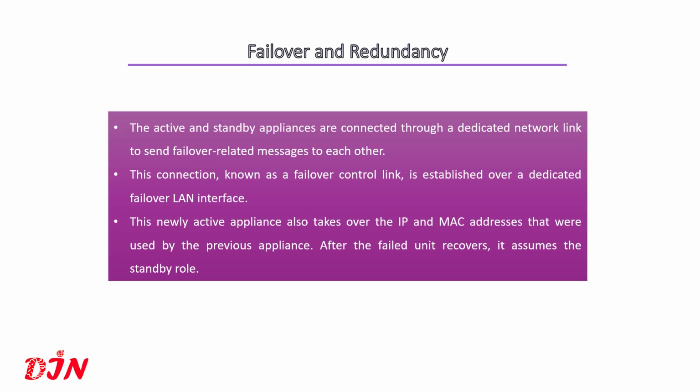The active and the standby appliances are connected through a dedicated network link to send failover-related messages to each other. This connection, known as a failover control link, is established over a dedicated failover LAN interface. When a failure occurs on the active appliance, the standby takes over the active role and starts forwarding traffic. This newly active appliance also takes over the IP and MAC addresses that were used by the previous appliance. After the failed unit recovers, it assumes the standby role.